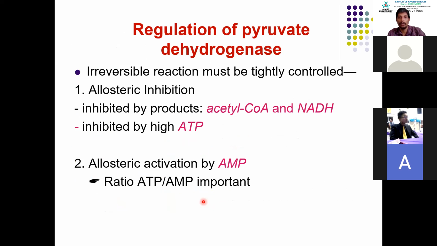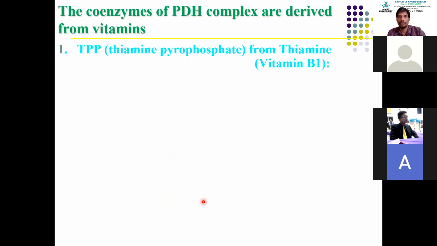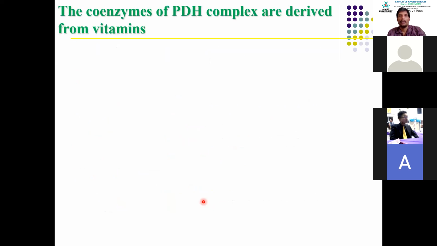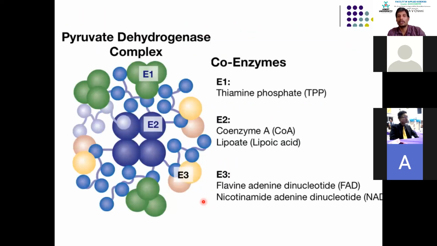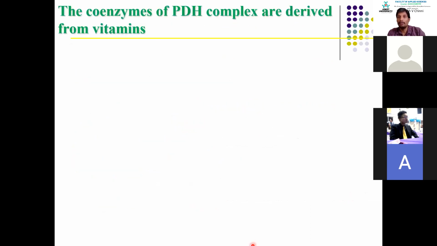And this one we have seen the regulation. So acetyl CoA, NADH, and ATP, all three inhibit the pyruvate dehydrogenase. AMP will activate the pyruvate dehydrogenase. Okay, so this pyruvate dehydrogenase requires all these five coenzymes, right? What is the source of these five coenzymes? All coming from the vitamins. So you have studied the vitamins also, right?